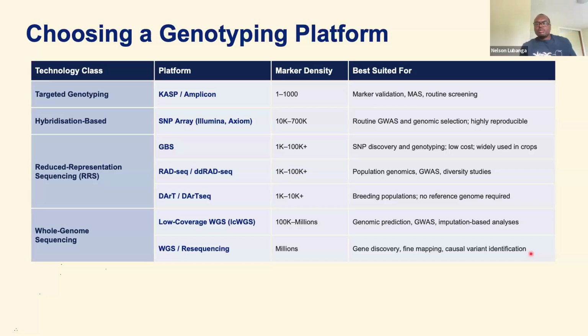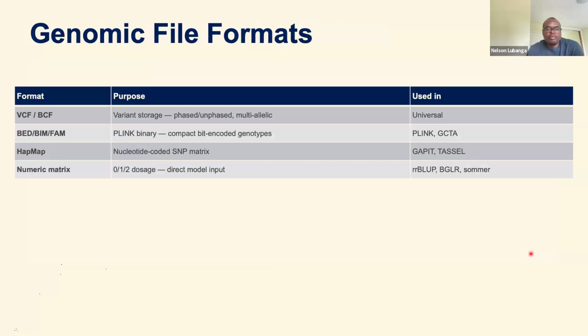But the single most important judgment is this: you should match your SNP density to how quickly linkage disequilibrium decays in your species. For outcrossing species, where LD breaks down very fast, you need very many markers. And for inbred or selfing crops, where LD extends over long distances, you need far fewer markers compared to the outbreeding species.